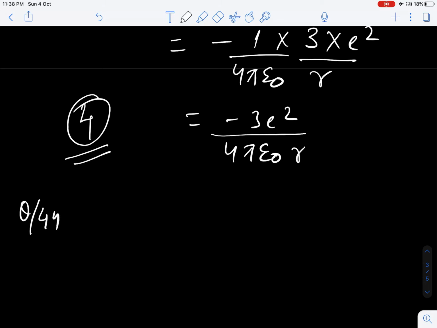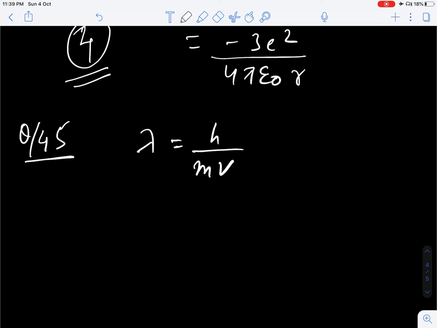Question number 44. When the frequency of incident light, this is the same question, we have already discussed. Question number 45. If the following matter waves travel with equal velocity, the longest wavelength is of. We know that lambda is equal to h upon mv. De Broglie wavelength is equal to h upon mv. So de Broglie wavelength is inversely proportional to mass.